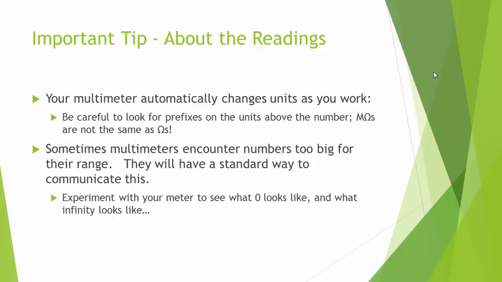In fact, it's off by a factor of 1 million. Now, you also need to be aware that there will be times when numbers are too big for the range the multimeter can handle. And it will communicate this as well, out of range. So for example, if your maximum measurement is 20 mega ohms and the resistance is higher than that, it'll need to tell you that it's higher than that value.